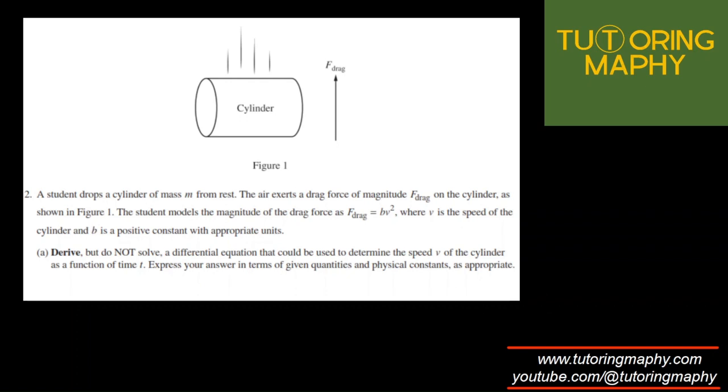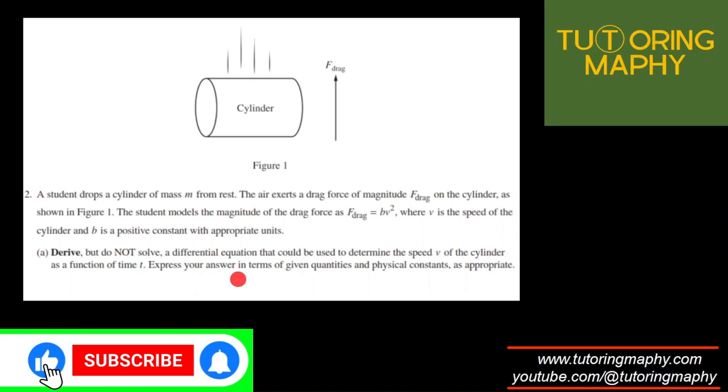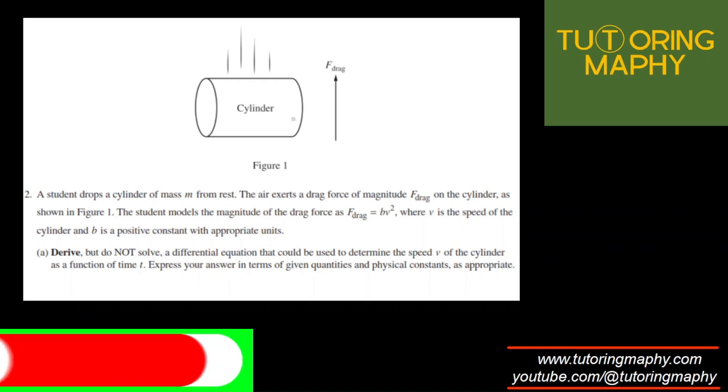Derive, but do not solve, a differential equation that could be used to determine the speed v of the cylinder as a function of time. Express your answer in terms of the given quantities and physical constants as appropriate. Let's draw an FBD for this one.